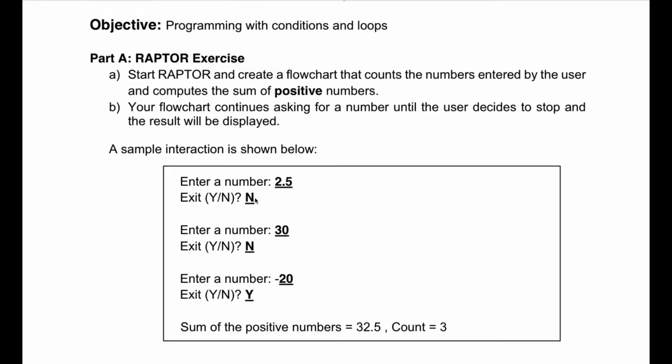If the user says no, it's going to keep continuing, and 30, and then it's asking again. It will ask again and again, no matter how many numbers you put. And when the user enters yes, it's going to exit.